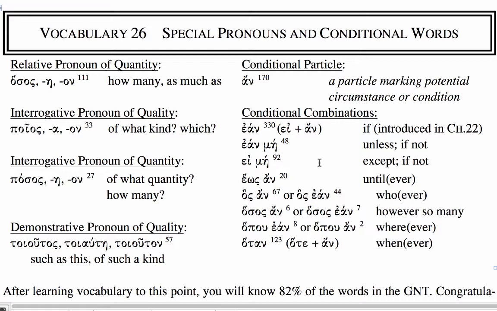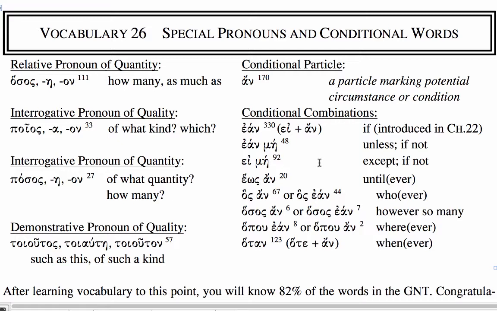And then we have a demonstrative pronoun of quality, toioutos, toiautē, toiouton, such as this or of such a kind. Then we have a conditional particle, an, which is a marker of potential circumstance or condition. So when this particle is found, it's pointing towards a potential circumstance or condition.